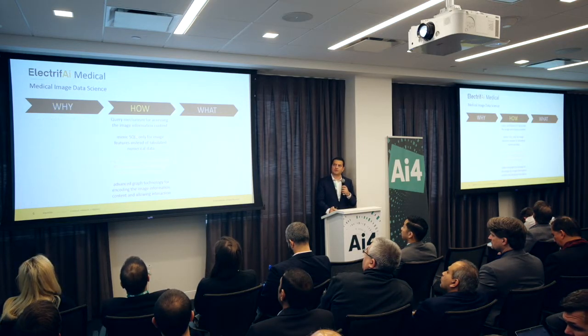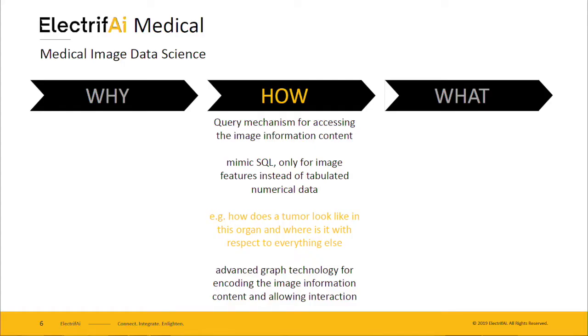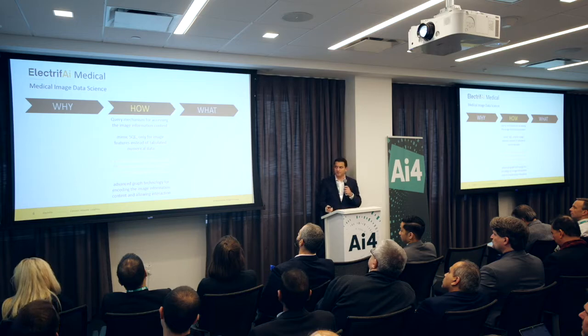We actually built a query mechanism for accessing the image information content. So you can think of it something like the SQL language, but only this time around we do not look for numbers or numerical patterns, but instead we're looking at features in the images that are of interest to us. So this type of mechanism allows us to pose questions into the system of the kind like, how does a tumor, for example, look like in this organ, and where is it with respect to everything else? And in order to be able to work with such queries, we deployed a very advanced graph technology framework that encodes the image information content and gives us easy access to it.